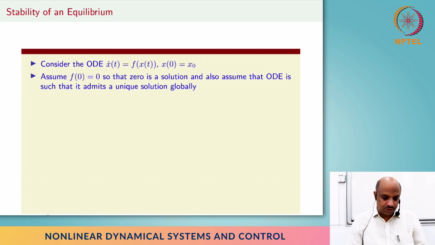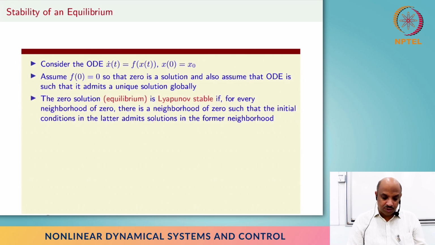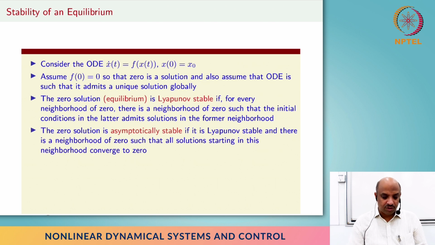So let's formally summarize what I just said. Basically, the zero solution is Lyapunov stable if for every neighborhood of 0 there is a neighborhood of 0 such that the initial conditions in the second neighborhood admit solutions in the former neighborhood. It doesn't go beyond the former neighborhood. You can guarantee that the solutions don't go. And the zero solution is asymptotically stable if the equilibrium point itself is Lyapunov stable, but there is some neighborhood such that if you start there, you're going to converge to the equilibrium point, right?